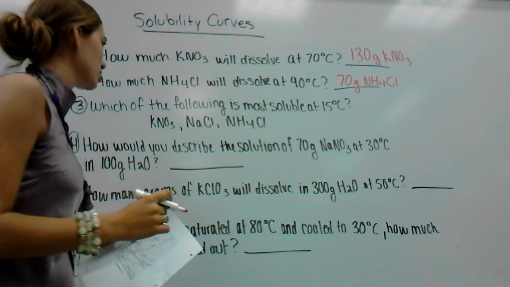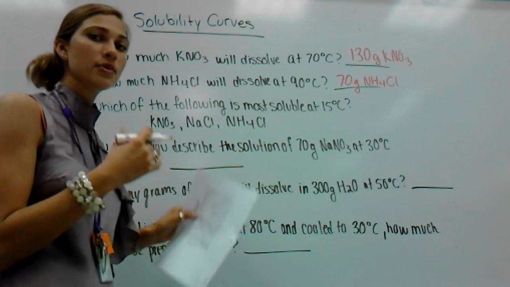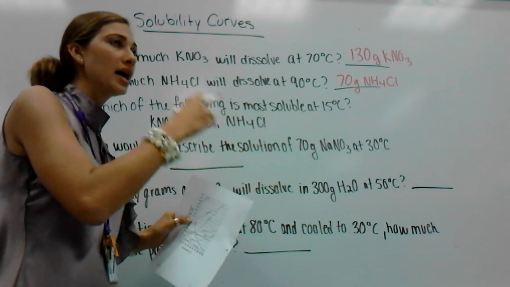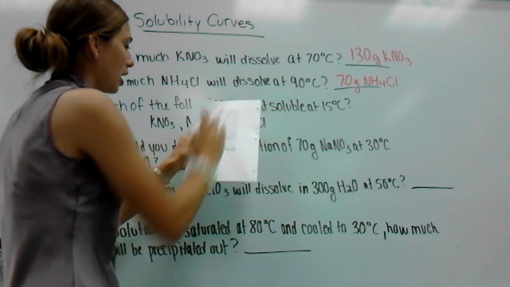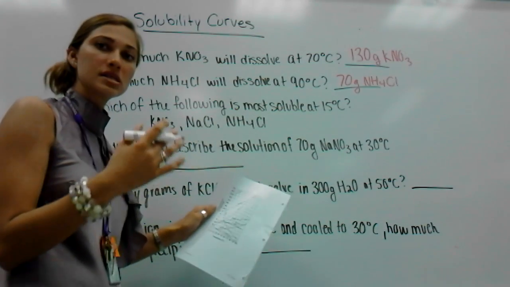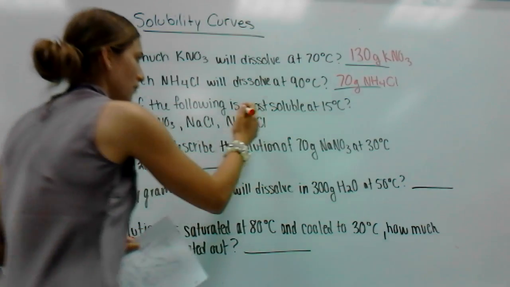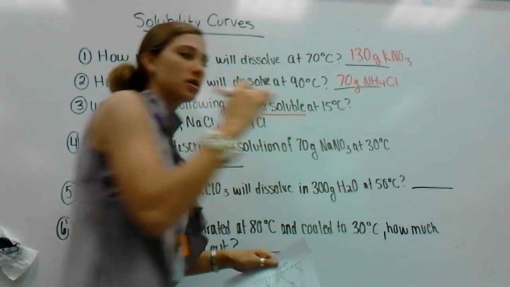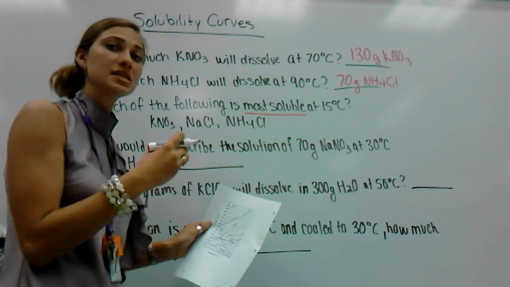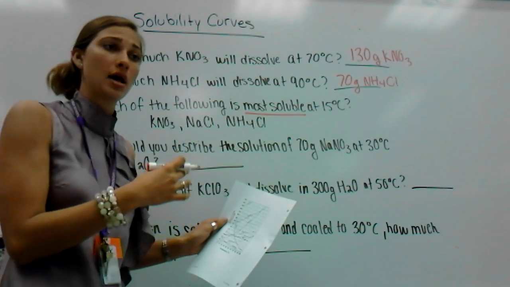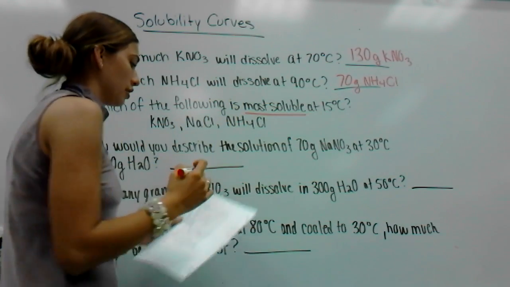The next question says, which of the following is most soluble at 15 degrees Celsius? So most soluble tells us that a lot of solute is able to dissolve in the solvent. So the higher up we go on our solubility curve, the more soluble that solute is at that specific temperature. So if we're talking about the most soluble, we're talking about the solubility curve that is highest up. If we're talking about the least soluble, which means that the solvent will not take in a lot of solute, we're looking for the lowest curve.